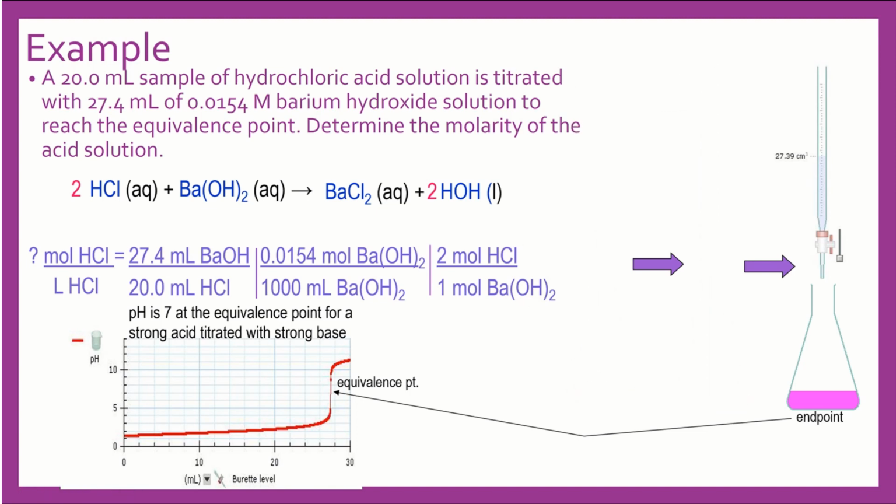Finally, I had to make a little more room here. Then I want to make sure that I convert my 20 milliliters into liters. I want moles over liters. So when all my units are done and canceled out, my milliliters of barium hydroxide cancel, my moles of barium hydroxide cancel, I'm left with moles of hydrochloric acid over liters of hydrochloric acid. That's a molarity of hydrochloric acid. And I have determined that the strength of my hydrochloric acid is 0.0422 molar.